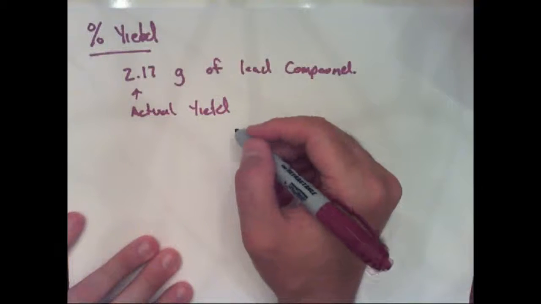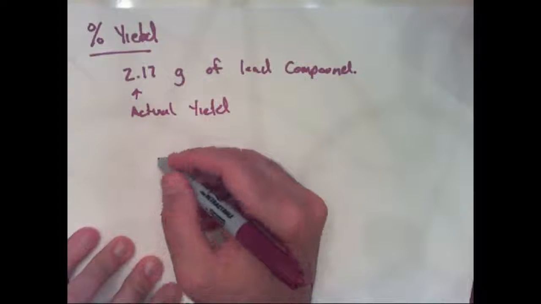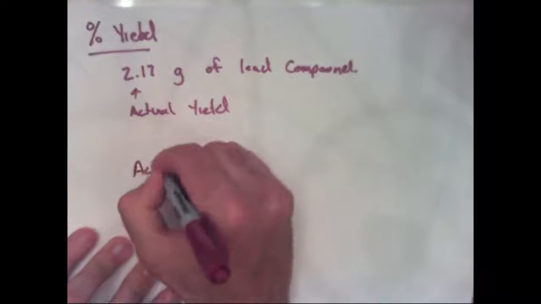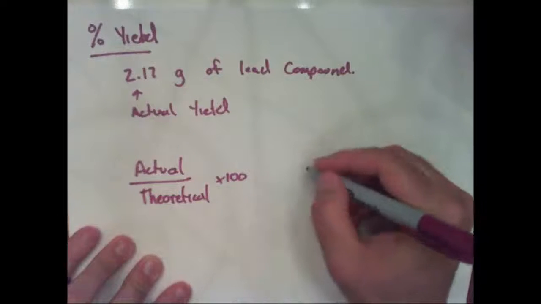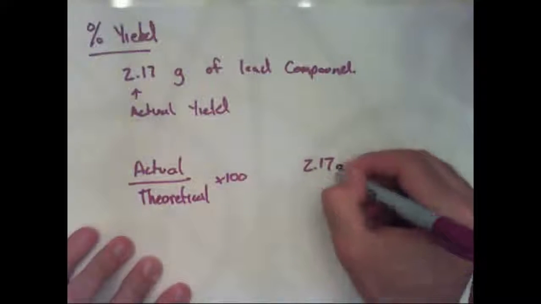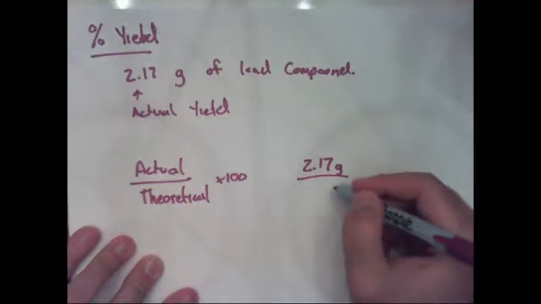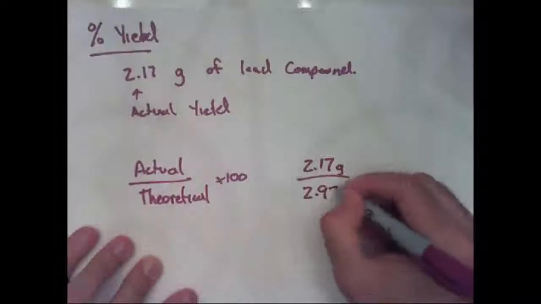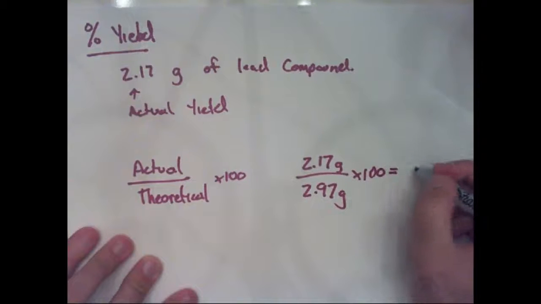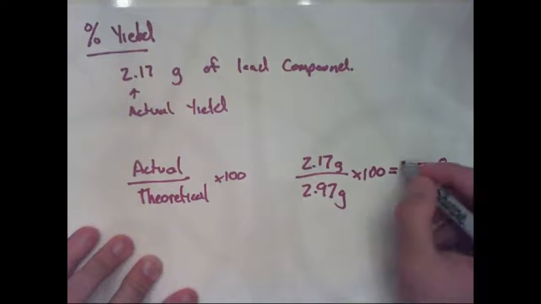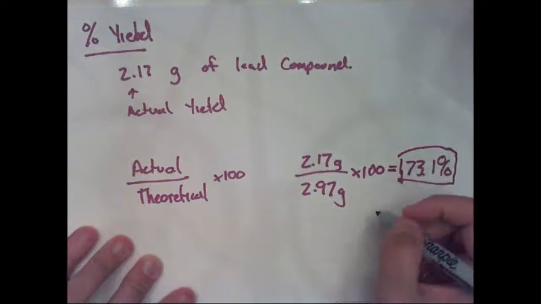Okay? So to calculate the percent yield, all you have to do is take the actual yield, put it over the theoretical yield, and multiply by 100. So in this case, our actual yield is 2.17 grams. Our theoretical yield from our ICE chart was 2.97 grams. And we multiply that by 100, and we're going to get 73.1%.